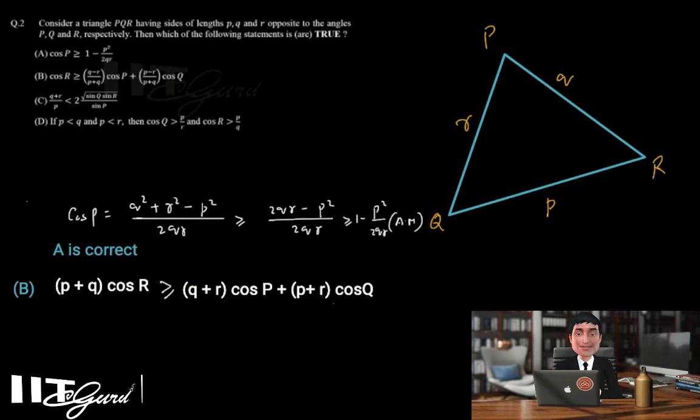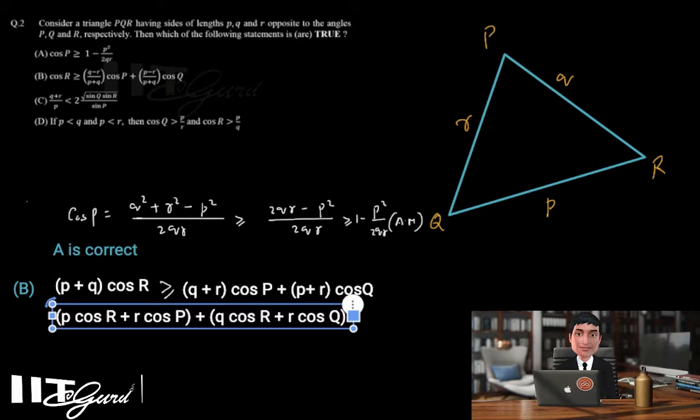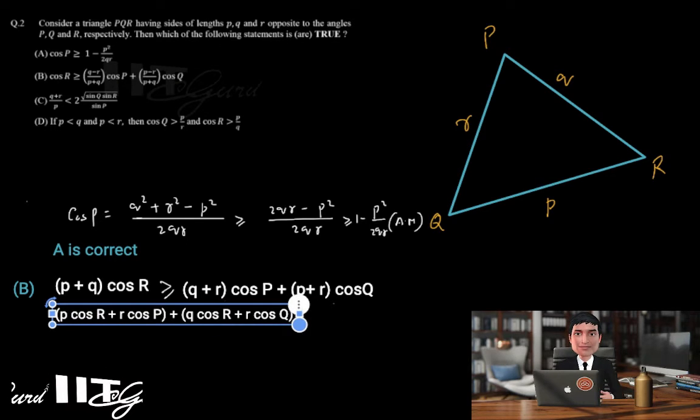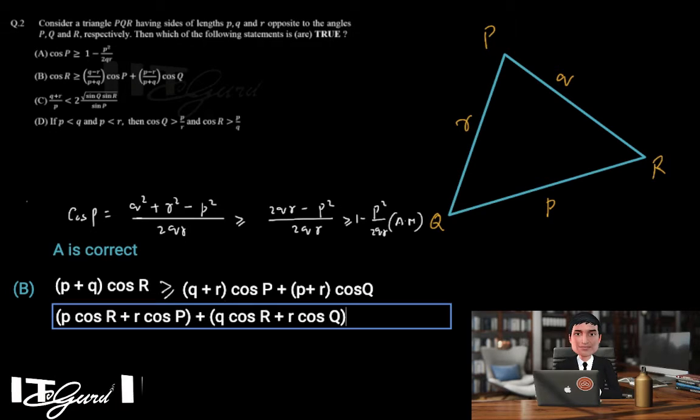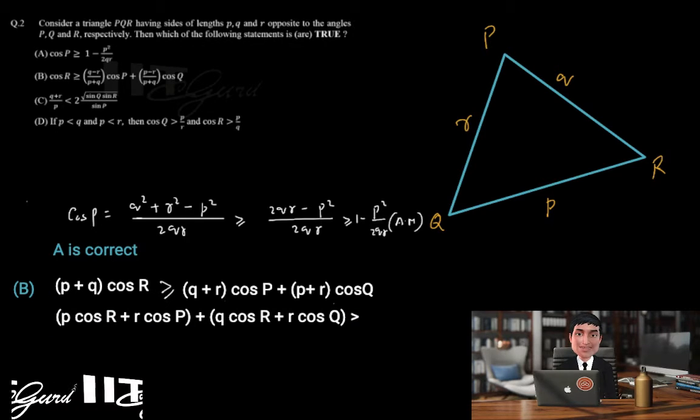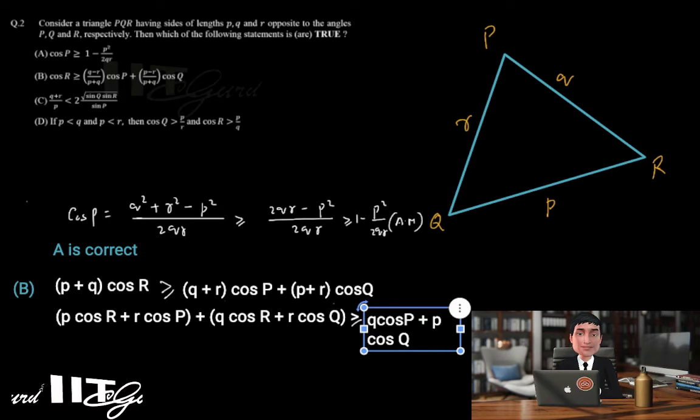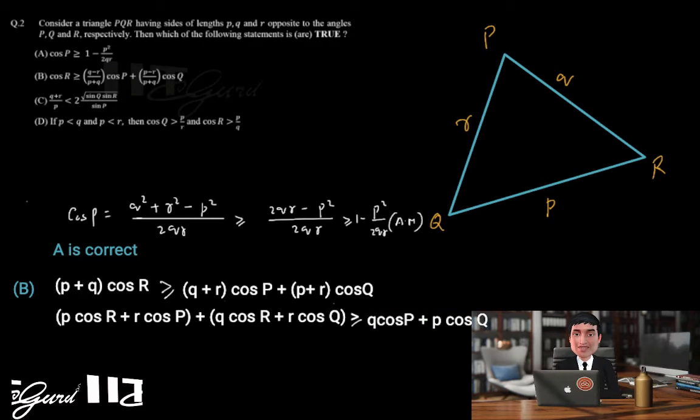Okay, opening this one, we can get this is greater or equal to Q cos P plus P cos Q. So the left term will be Q cos P plus P cos Q. Now what do we think about here? This implies that P plus Q is greater or equal to R, right?